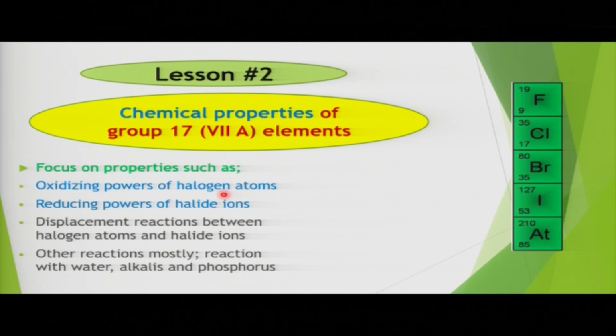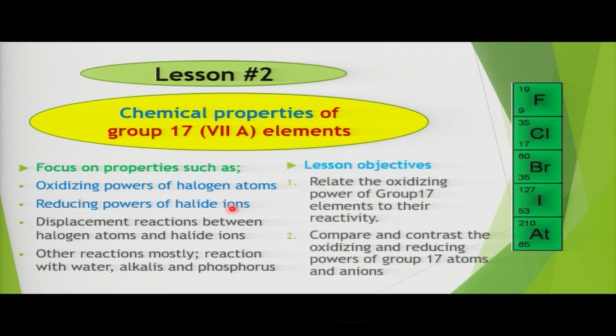As you looked at in the previous lesson, the halogens easily gain electrons, so in that way they have the oxidizing power. Whereas when they gain those electrons, the electrons can be taken away or lost, and that is where we bring in the reducing powers of the halides, as you noticed in their preparation.